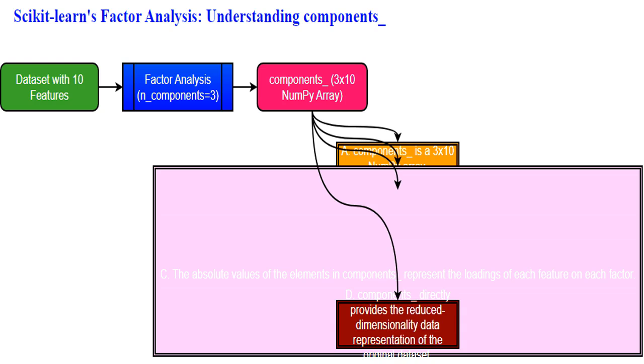I agree, this is true. Each element in components shows the strength of relationship between a given feature and a particular factor. The larger the absolute value, the stronger the connection. The sign just tells whether that relationship is positive or negative. It's like a scorecard indicating how important each feature is for understanding each underlying factor.